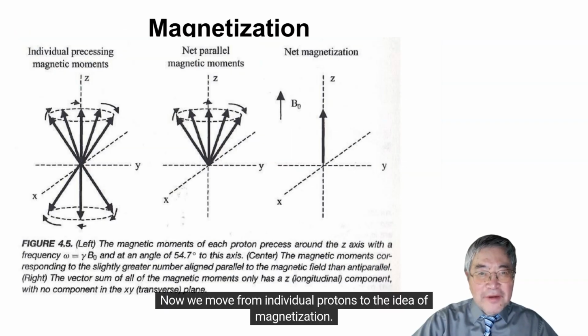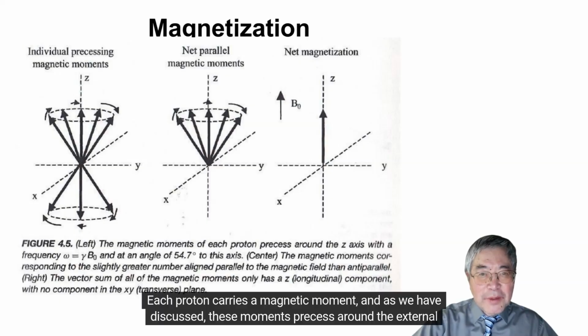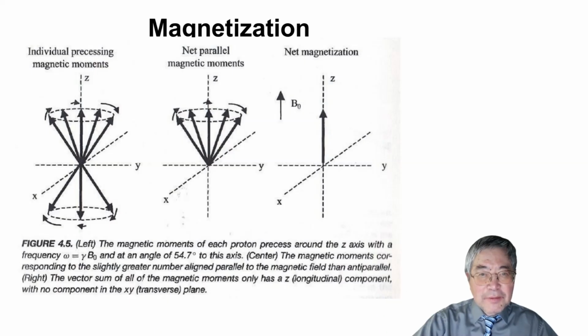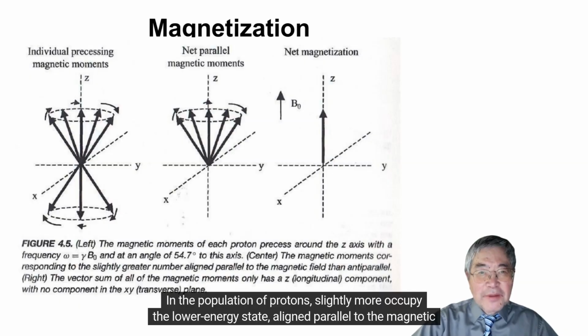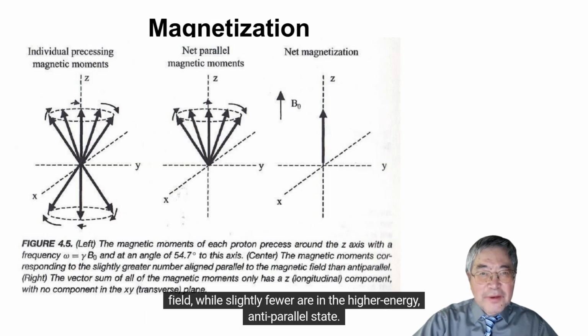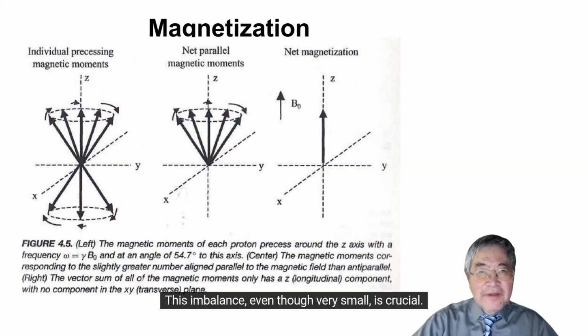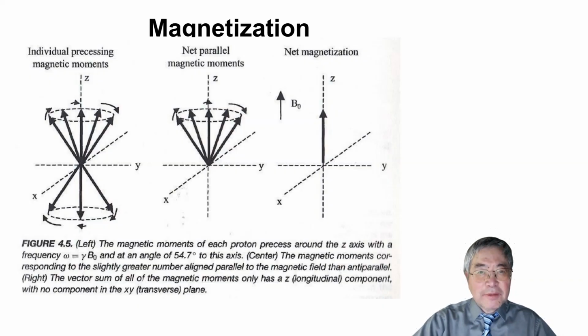Now we move from individual protons to the idea of magnetization. Each proton carries a magnetic moment, and as we have discussed, these moments precess around the external magnetic field. In the population of protons, slightly more occupy the lower energy state, aligned parallel to the magnetic field, while slightly fewer are in the higher energy anti-parallel state. This imbalance, even though very small, is crucial.